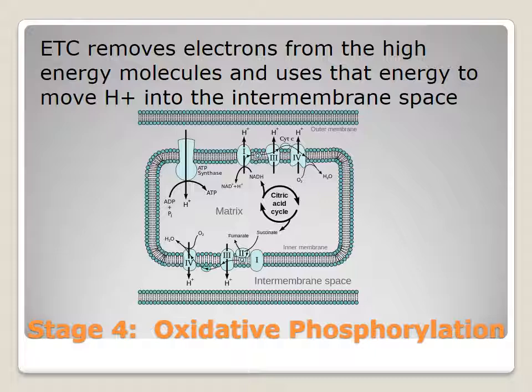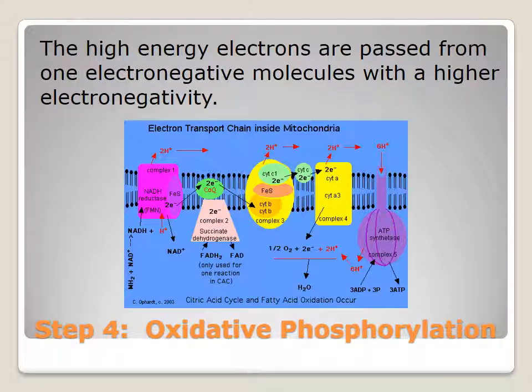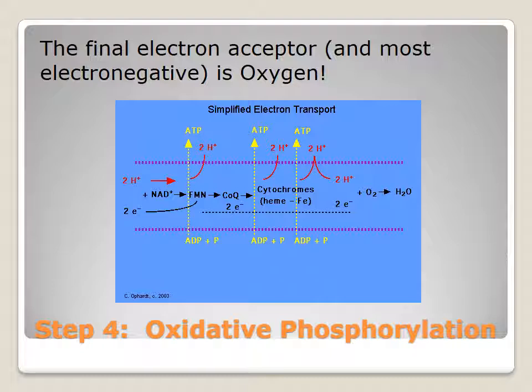So again, we're using that electron transport chain to move electrons and use the energy they have to get that hydrogen into the intermembrane space. They're passed from one molecule to the next, pushing that hydrogen till they reach oxygen. Oxygen is the final electron acceptor. When it accepts that electron, it becomes water. Waste product.